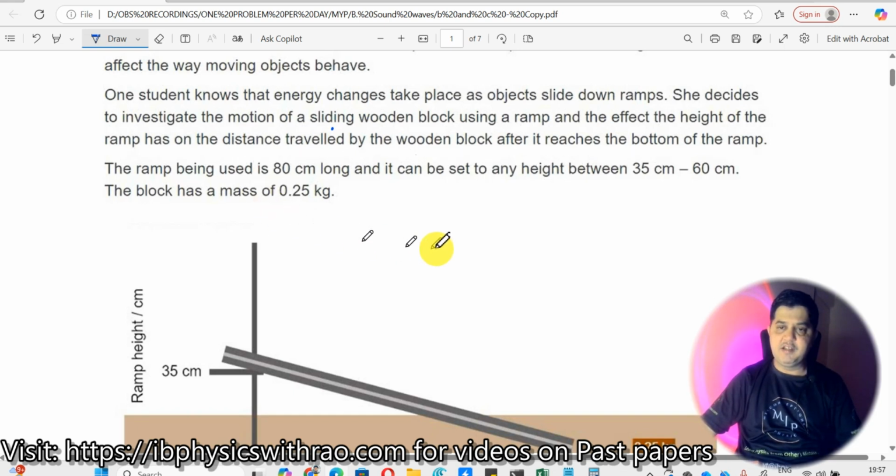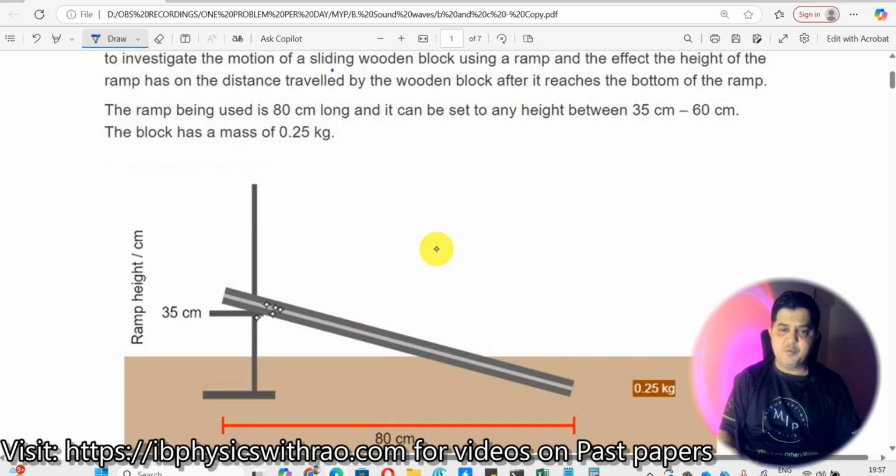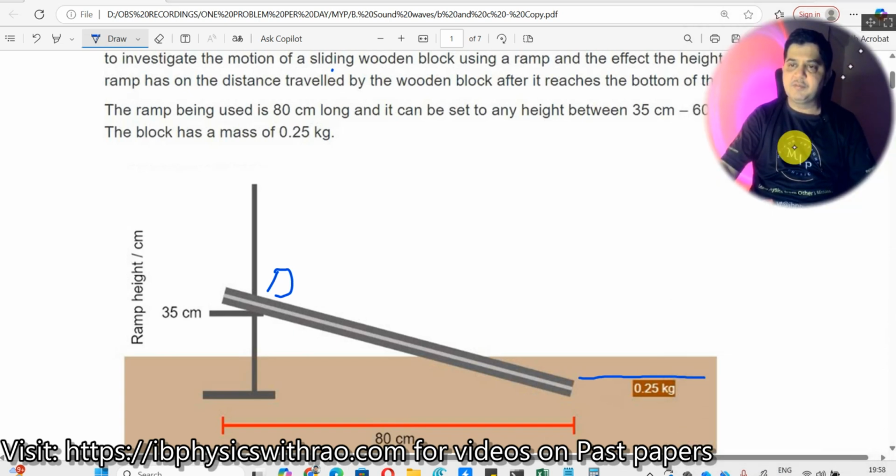What she does is, this is the ramp over here, and she can lift the ramp upwards. Initially it is at a height of 35 centimeters. You put the block over here, the block will start sliding like this, and when it comes here, it will start sliding like this also here. Probably this might go until this much, when the ramp is kept at a height of 35 centimeters.